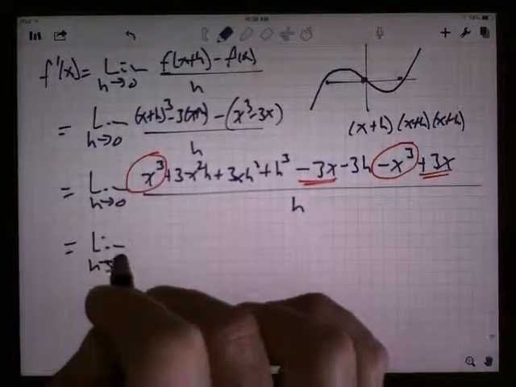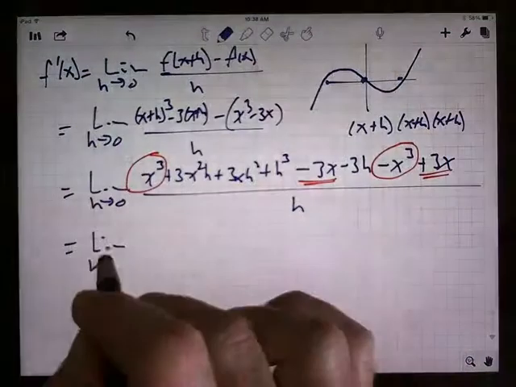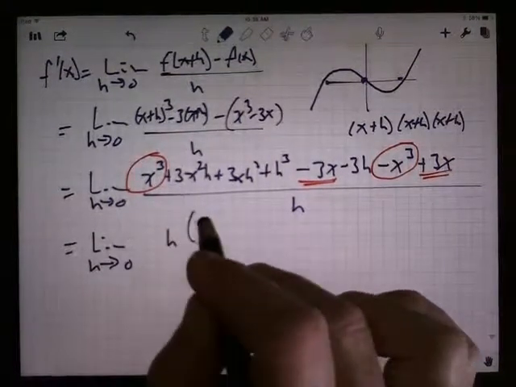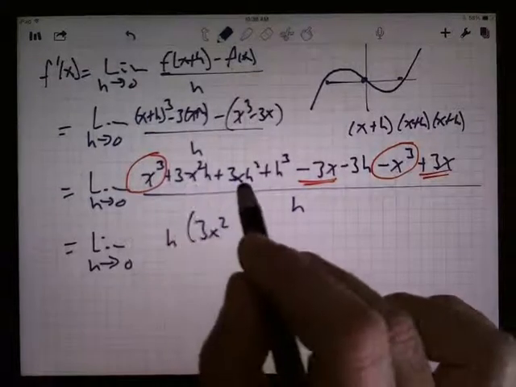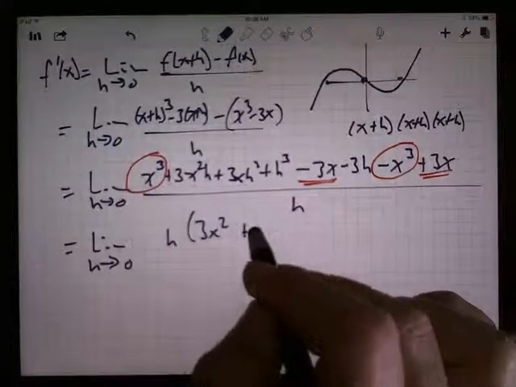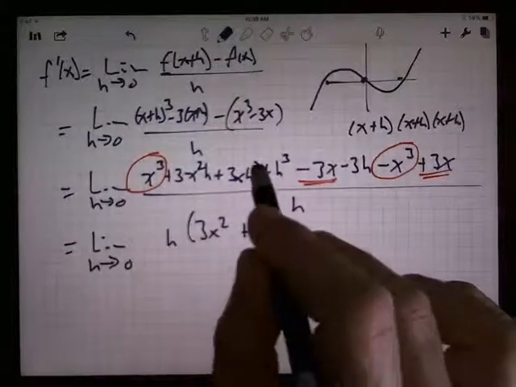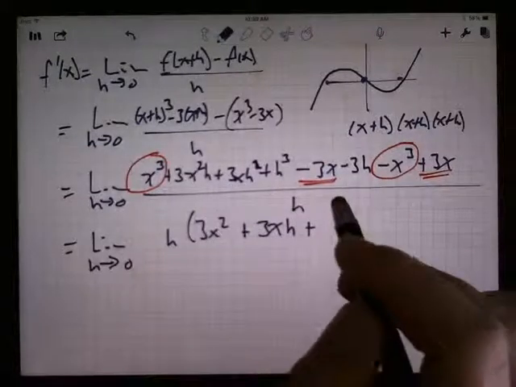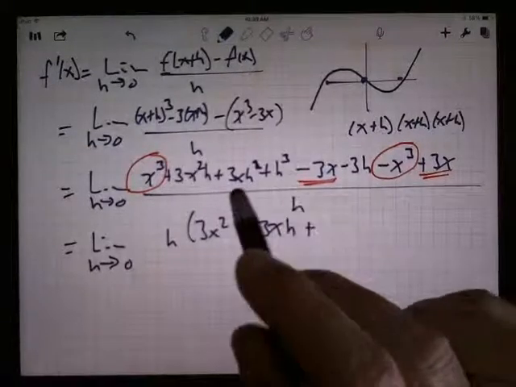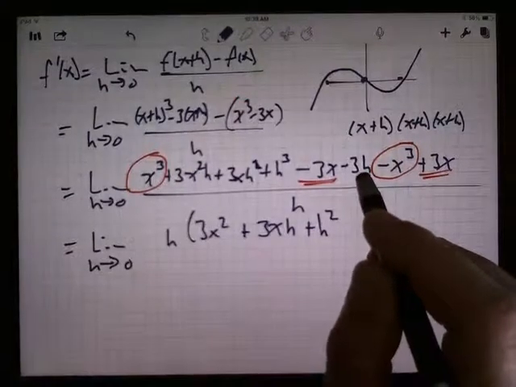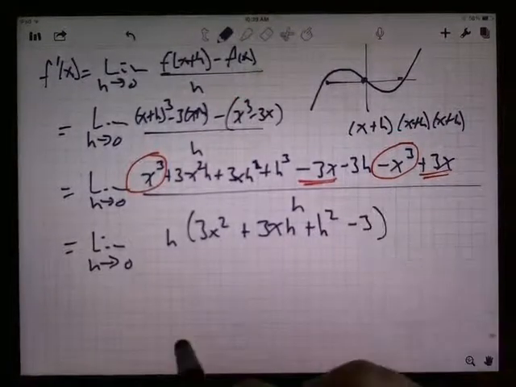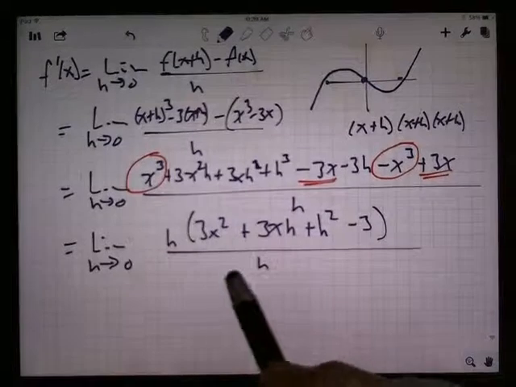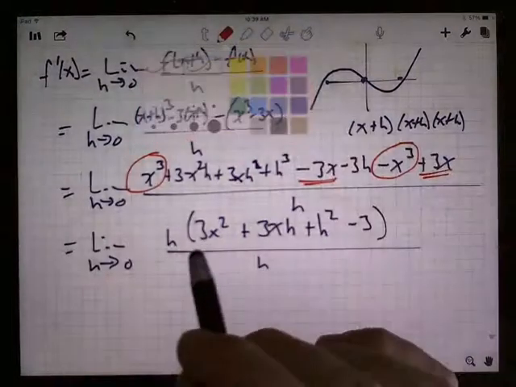The limit as h goes to 0. If I factor an h out from the first one there, there's a 3x squared right there. And then factoring an h out of this one, there's a 3x times h, because that was an h squared there. Factor an h out of that, you've got an h cubed. Well, I factored out, you got an h squared left. And then from this thing, there's a minus 3.